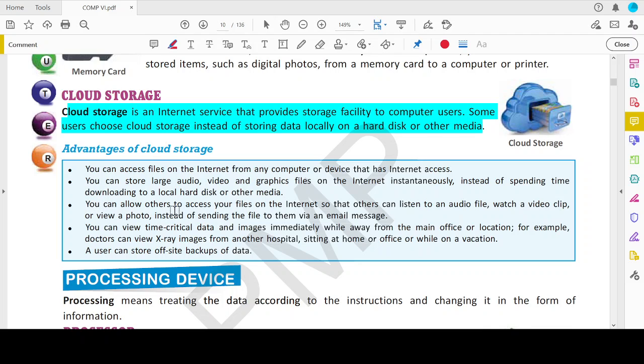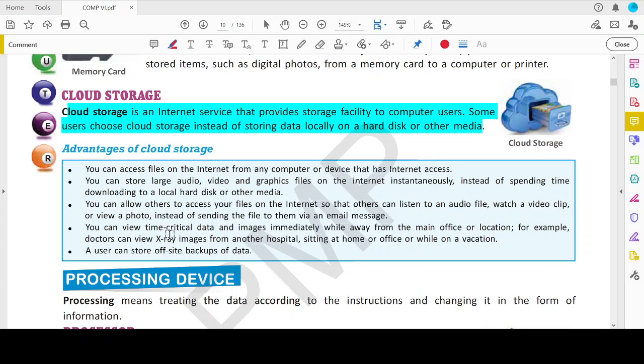You can allow others to access your files on the internet, so others can listen to an audio, watch a video clip or photo instead of sending the file to them via email message. Right? You can just share the link and give them the access right, and they can see that file with your permission.